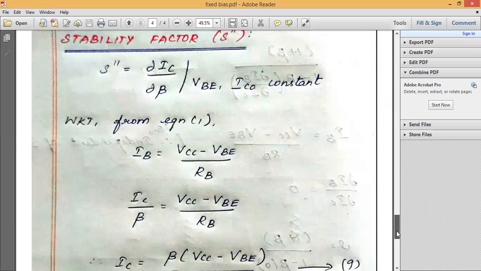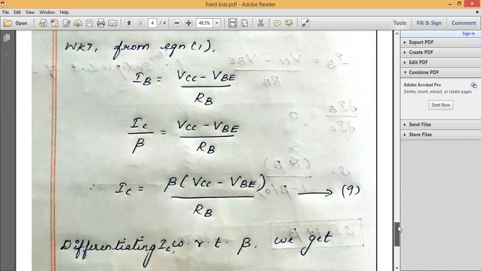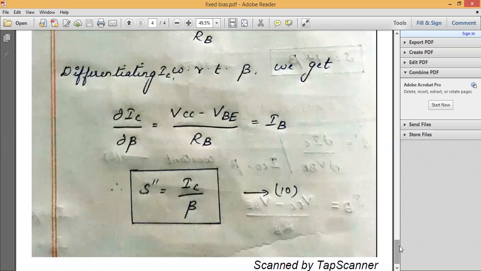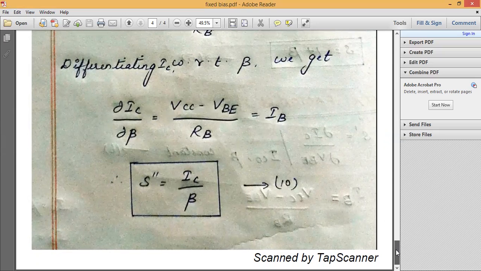Again, we have to find the stability factor S double dash. S double dash is given by dou IC divided by dou beta, where VBE and ICO are constant. So we have to differentiate IC with respect to beta. Already we have obtained the equation for IC: IC is equal to beta into VCC minus VBE divided by RB. If we differentiate this equation with respect to beta, we get VCC minus VBE divided by RB, which is nothing but the IB equation. So we can write dou IC divided by dou beta as IB, which is IC by beta. And then we have got the stability factor S double dash also for the fixed bias. Thanks for watching.